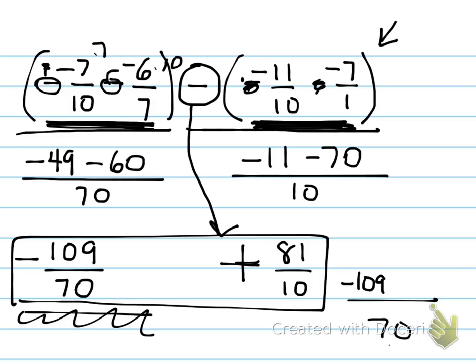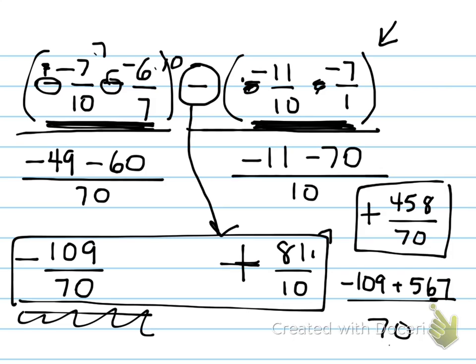70 divided by 10, 7 times positive 81 is positive what? 567? There we go. Okay? Now combine those. Are the signs the same or different? So I'll keep the sign of the larger and do what to the numbers? Subtract them. So what is 567 minus 109 going to leave me? 458? Over what?